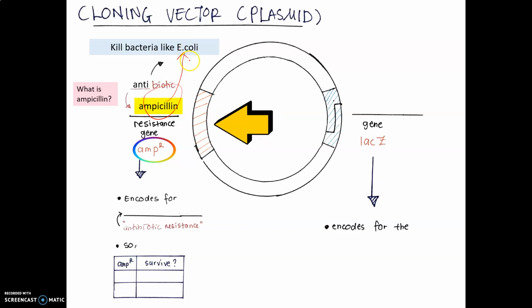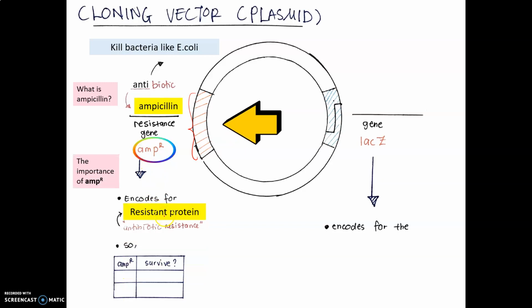But sekiranya the bacteria ada this AMPR gene, this one adalah gene. Okay, dia ada ampicillin resistant gene ataupun AMPR. This AMPR dia akan transcribe and translate, dia akan encode for ampicillin resistant protein. So dia akan menghasilkan satu resistant protein disebabkan gene ini ada. Let's say this one adalah ampicillin resistant protein.